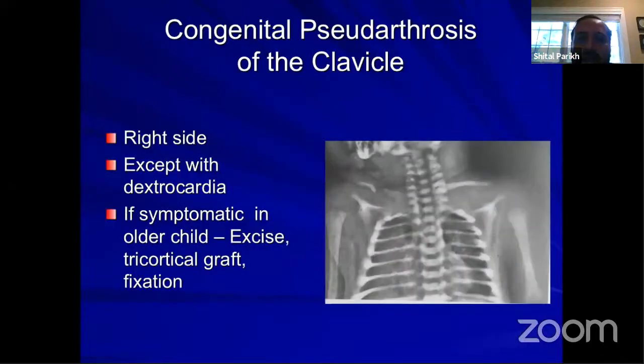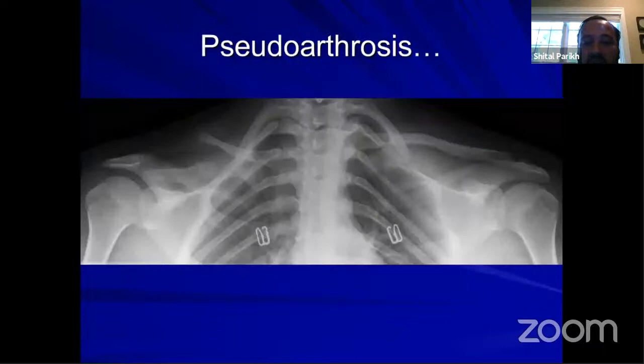Need to be careful about congenital pseudoarthrosis of the clavicle, usually on the right side, except in patients with dextrocardia. In younger patients, we don't treat these because they are non-symptomatic, but in older patients, they may complain of cosmetic deformity, sometimes functional issues, sometimes some weakness and pain. There are a lot of reports about treating pseudoarthrosis with excision, tricortical graft, and fixation.